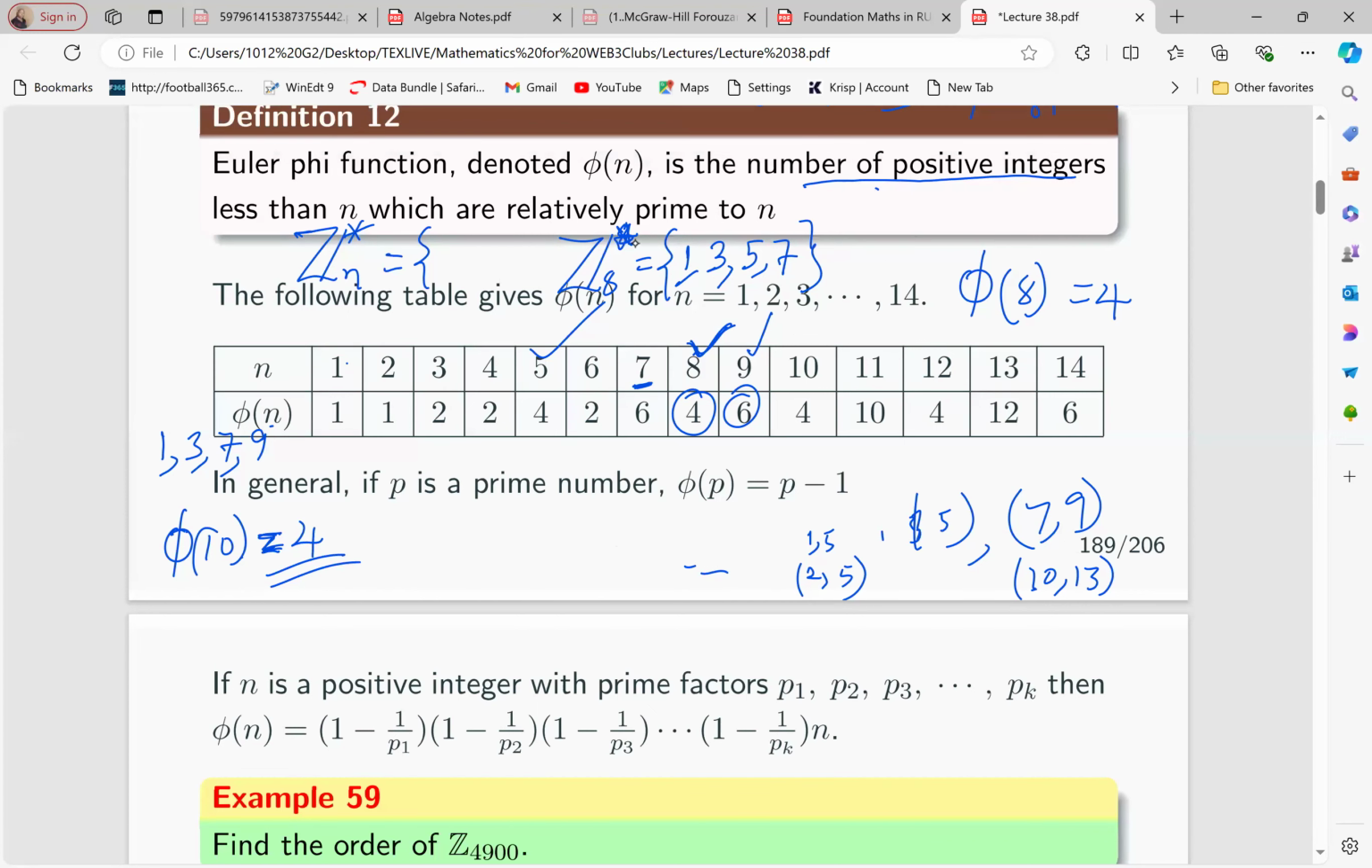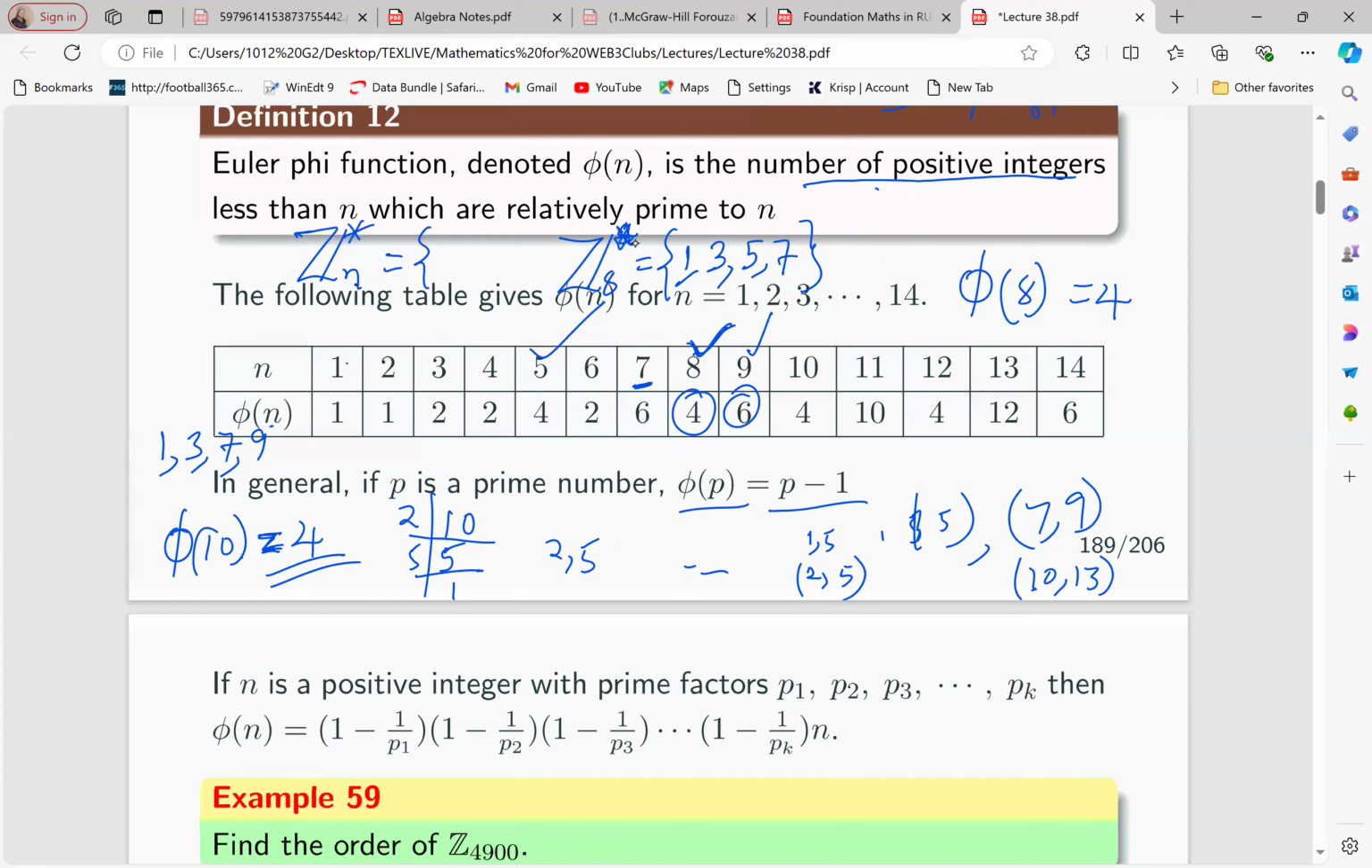Now, I've told you that if p is prime, then we just take p minus 1. But if it's not prime, then you must find out what the factors of that number are. For instance, what are the factors of 10? The factors of 10 are 2 and 5.